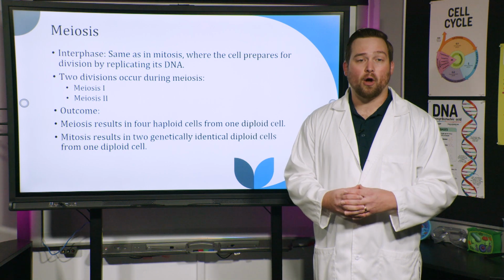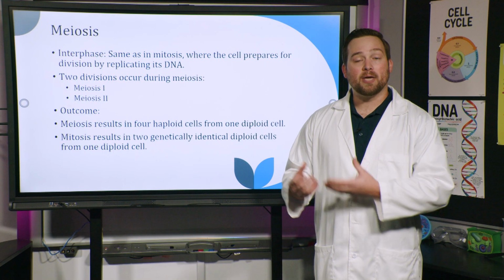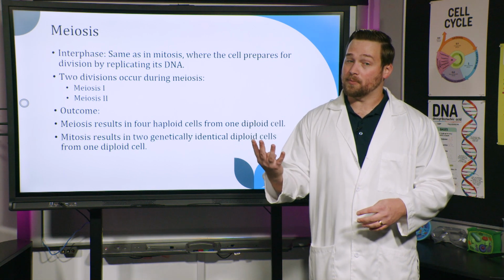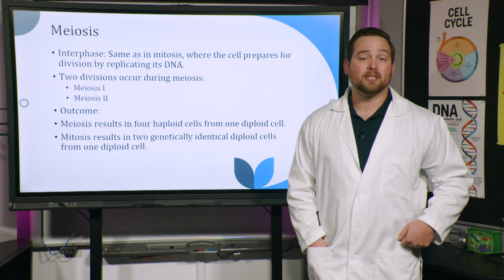And so just as a quick overview and reminder, meiosis is actually divided into two phases. We have meiosis 1, which we talked about last time, and we have meiosis 2, which we'll talk about today. The outcome for meiosis is that we want to make 4 haploid cells from 1 diploid cell, and that's in both men and women. Mitosis results in 2 genetically identical diploid cells from 1 diploid cell. So there's a difference here, right? In meiosis, we make 4 cells that are different from each other, and in mitosis, we make 2 cells that are identical.